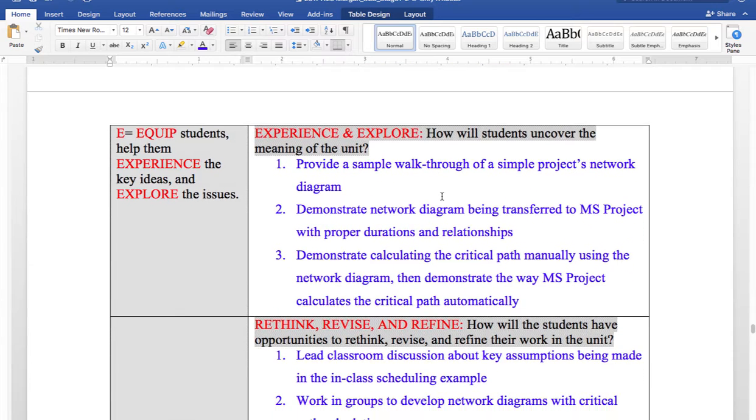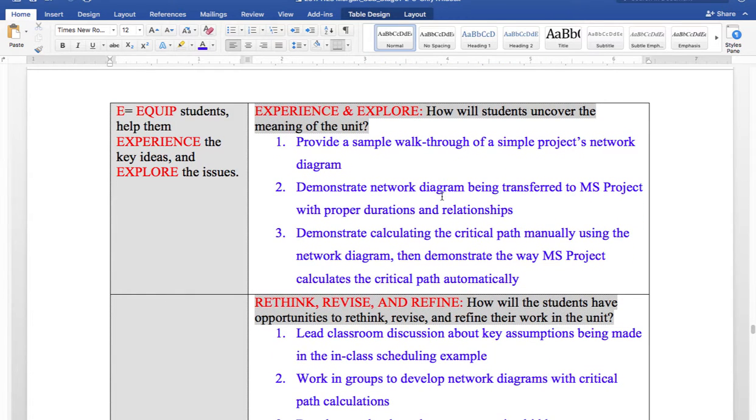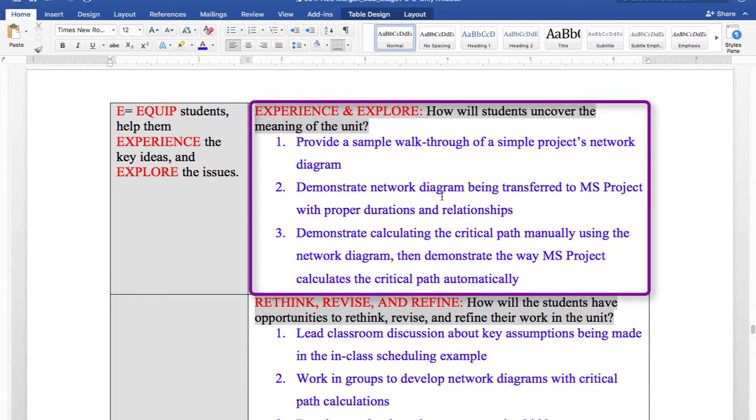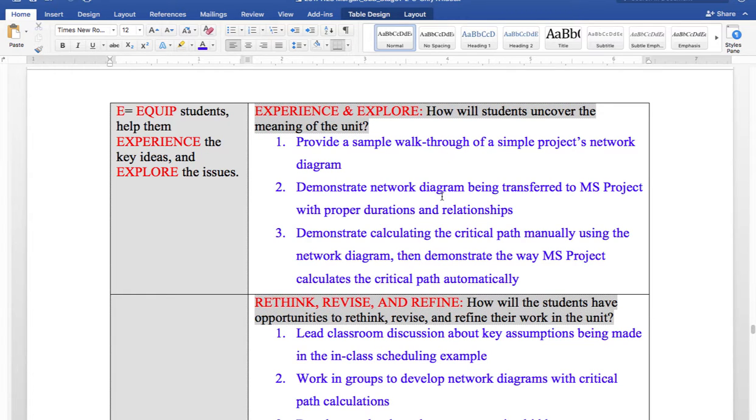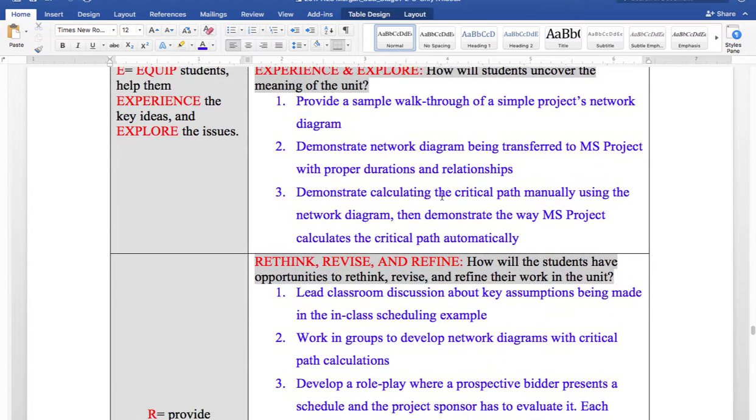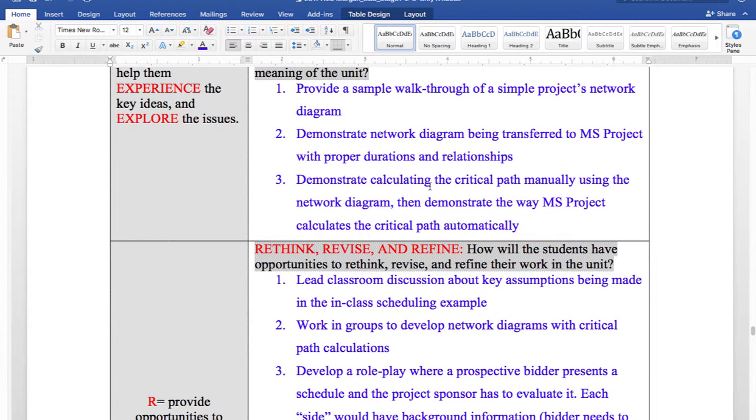Okay, moving on to the first E: how do we equip students to help them experience the key ideas and explore the issues? Experience and explore. The first example I would give here would be to do a walkthrough of a simple project network diagram, to demonstrate how the diagram is created and how it is transferred to commercially available software such as Microsoft Project, and then to demonstrate manually calculating the critical path and showing the way that Microsoft Project would calculate it for you automatically.